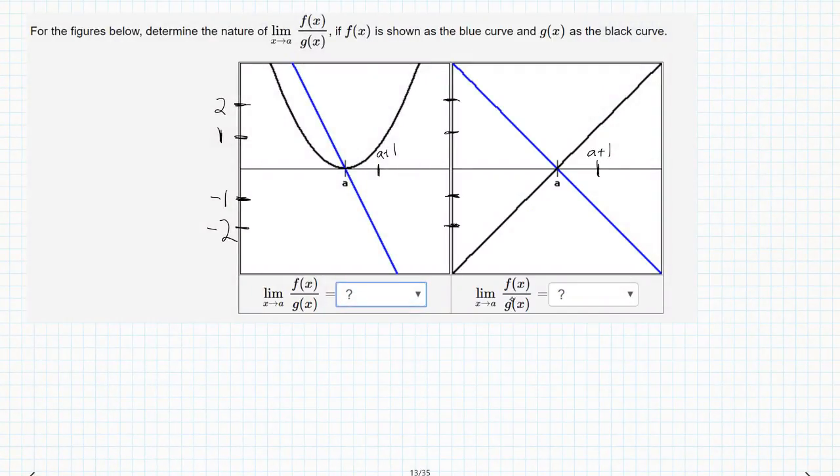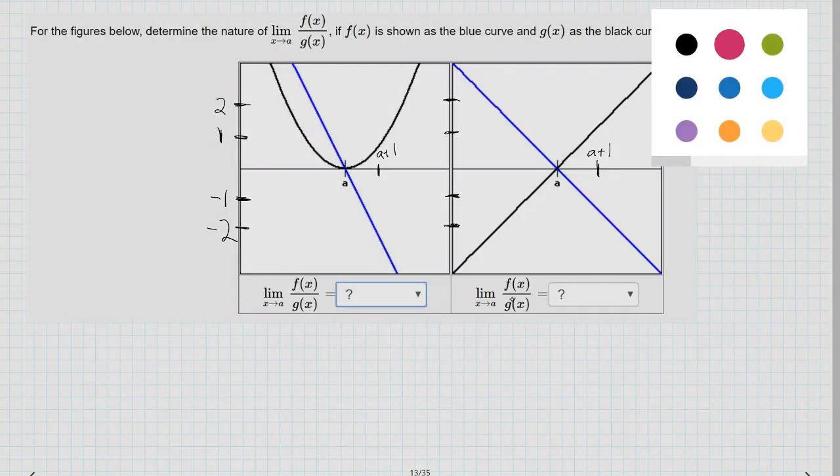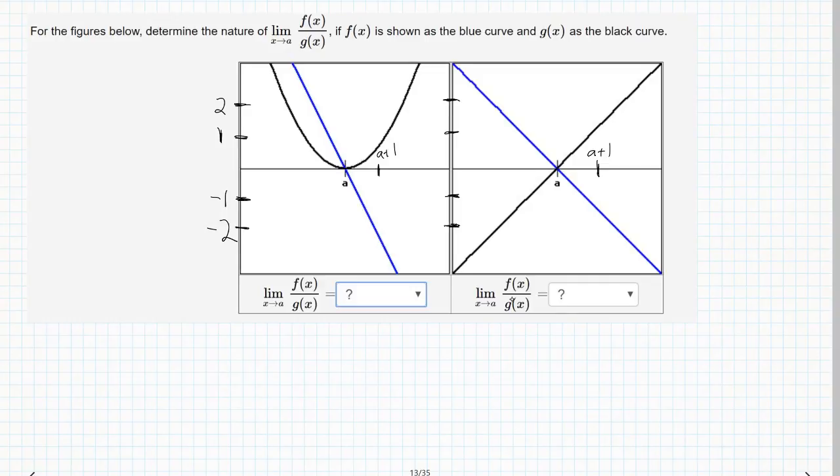Okay, now moving forward, for the figures below, we have the limit as x approaches a of f of x over g of x, if f of x is shown by the blue curve and g of x is shown as the black curve in each problem. So let's take a look, and I put in some values here. In this case, what happens? Well, that means you get 0 over 0, right? Because if you look, both curves are at 0 at a. So we can use L'Hopital's rule.